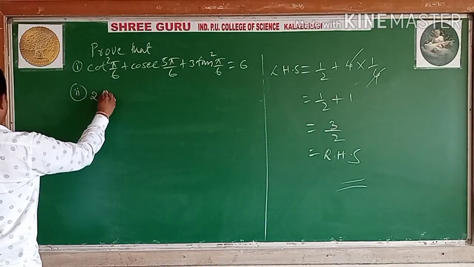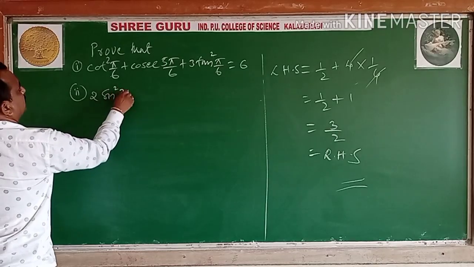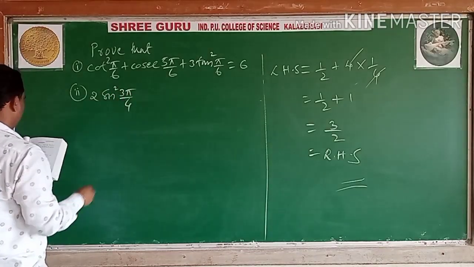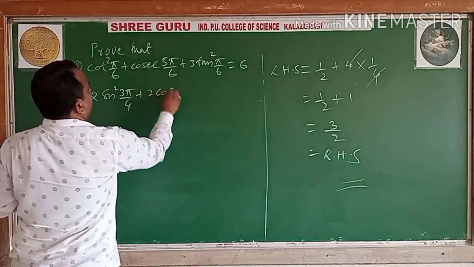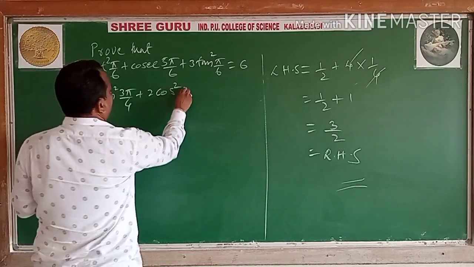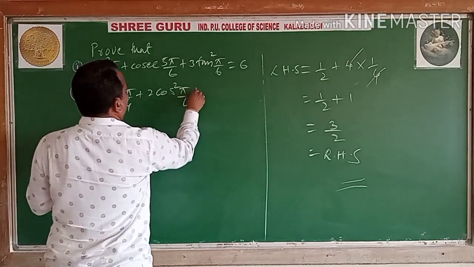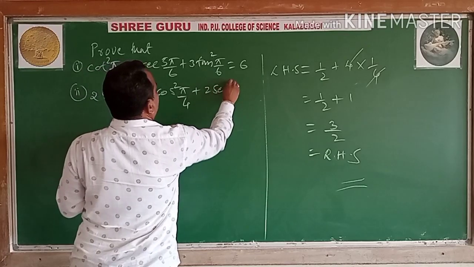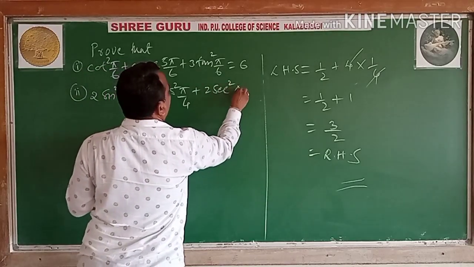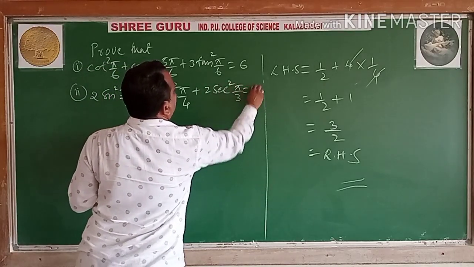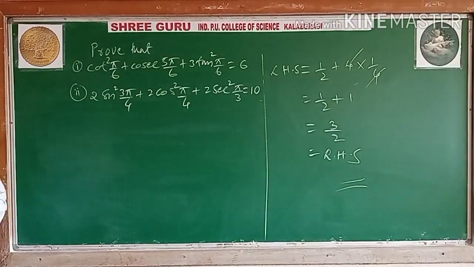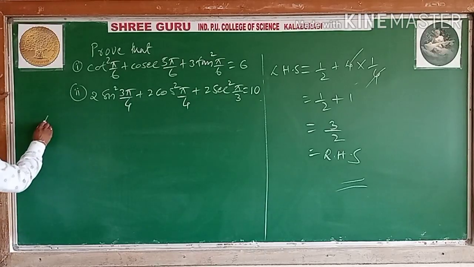Second one: 2 times sin square 3 pi by 4 plus 2 times cos square of pi by 4 plus 2 times secant square of pi by 3 is equal to 10. Once again I repeat the question, student. 2 times sin square 3 pi by 4, plus 2 cos square pi by 4, plus 2 secant square of pi by 3 is equal to 10. Let us see one by one here.